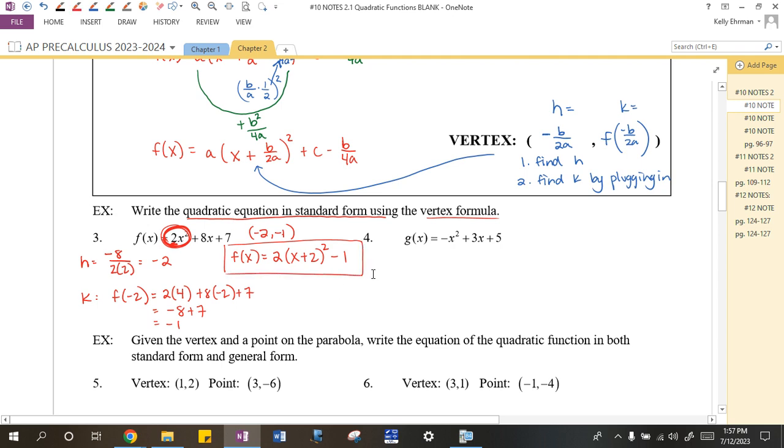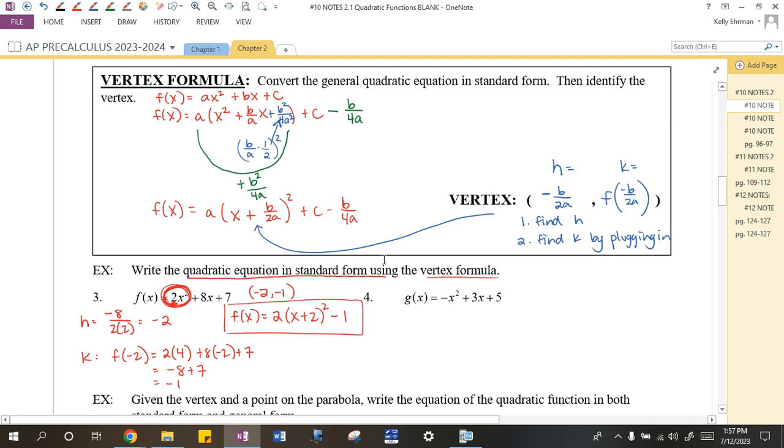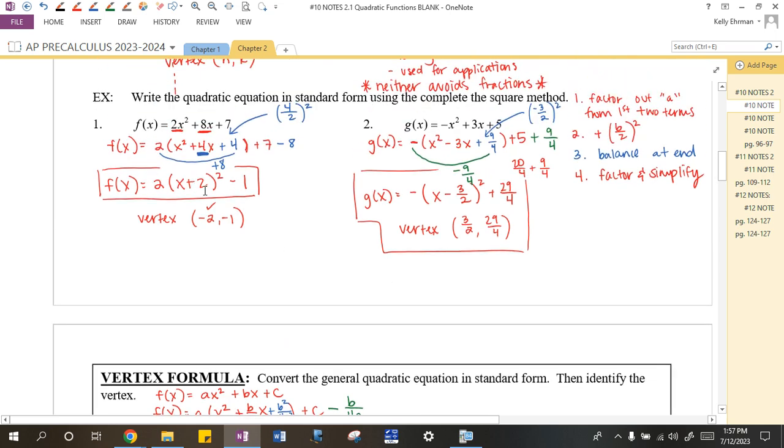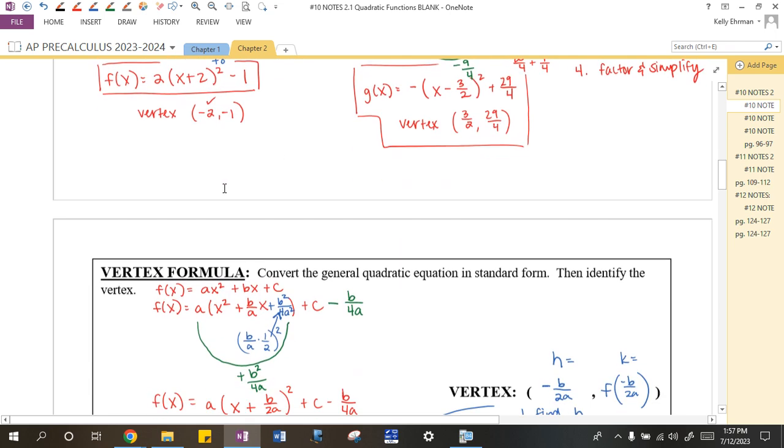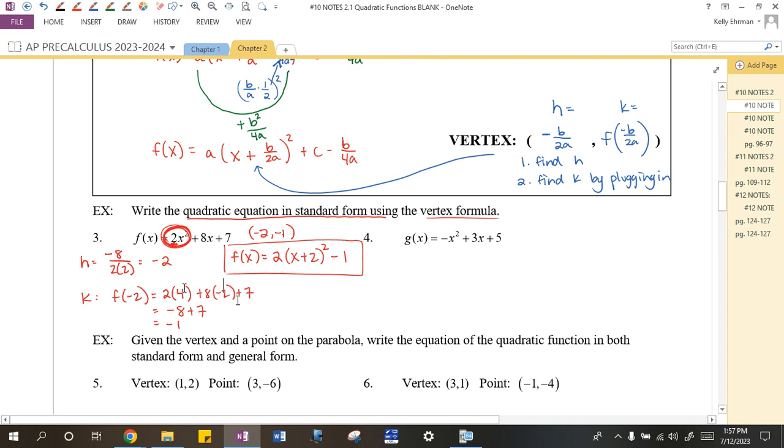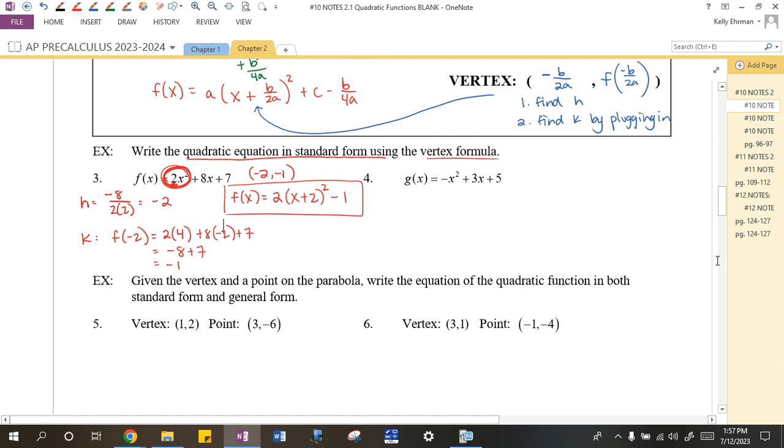Double check, is that what we got for number 1? Because this is the same equation. And it is. Okay, so once you get the hang of this, as long as you're not making little computational errors, this is usually faster. Let's try it with g of x.